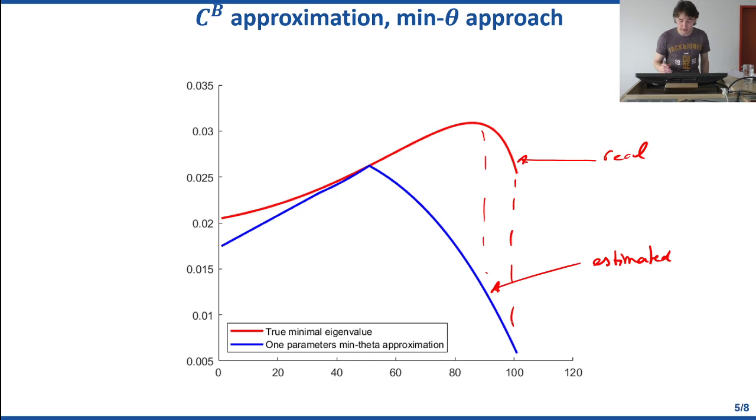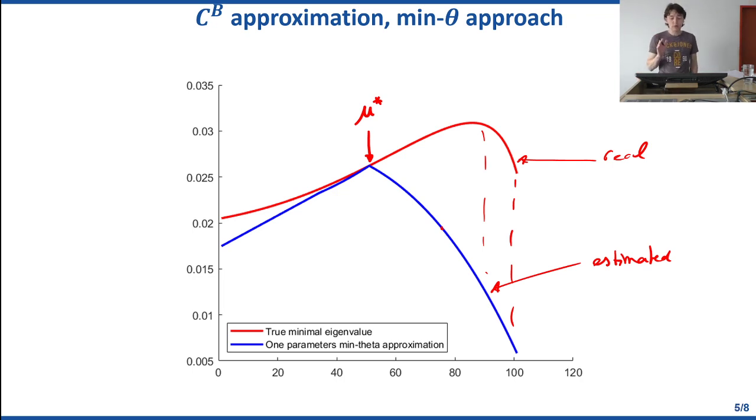Here we actually already see how this min theta approach works. We're taking this reference point, and at every new point in our domain, we're taking the min theta approach with respect to that reference point. So indeed, we see that at the reference point, that's exactly where we get the real CB.